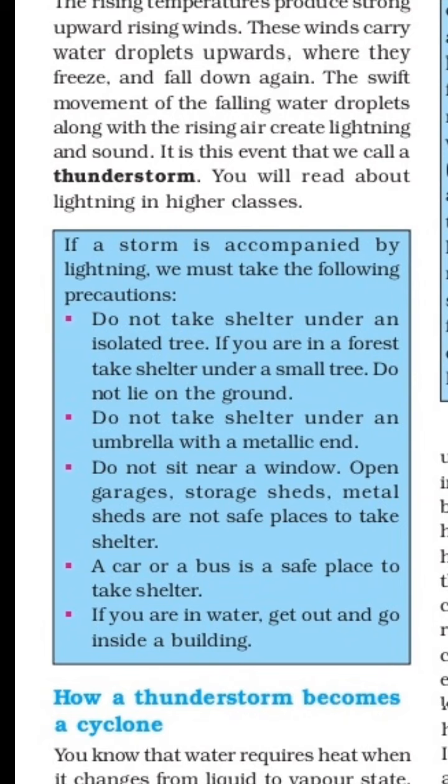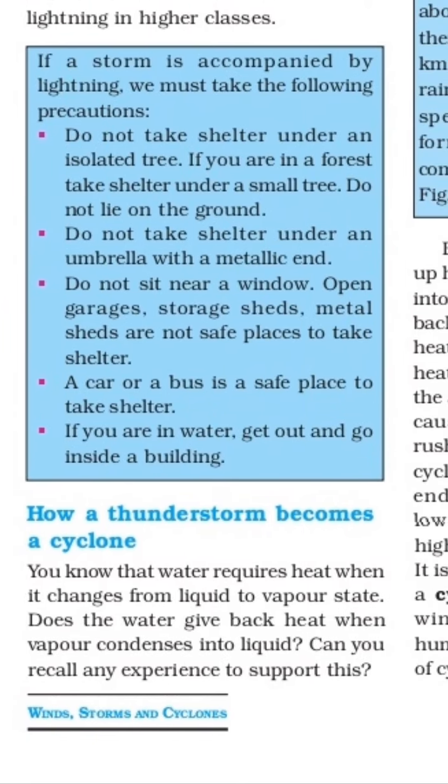A car or bus is a safe place to take shelter. If you are in water, get out and go inside a building. Take a safer place, because water is also a good conductor of heat and electricity, it is harmful for you. Then how does a thunderstorm become a cyclone?